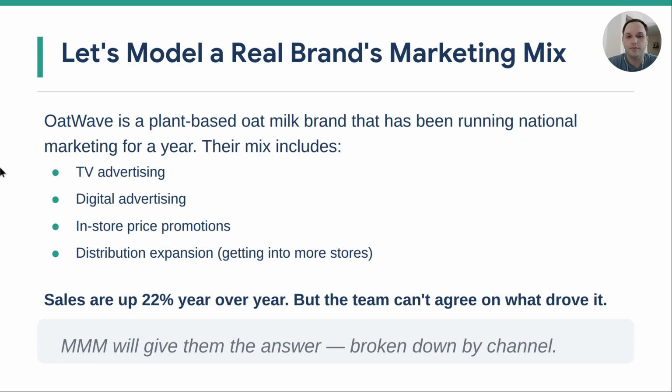Let's make this concrete with a real scenario. Oatwave is a plant-based oat milk brand that has been running national marketing for a full year. Their mix includes 4 main activities: TV advertising, digital advertising across social and search, in-store price promotions at key retailers, and distribution expansion, getting their product into more stores. Over that year, their sales grew 22% year over year. The team knows sales went up. What they don't know is which parts of the marketing mix drove that growth, and which parts might not be pulling their weight. That's exactly what MMM will tell them.